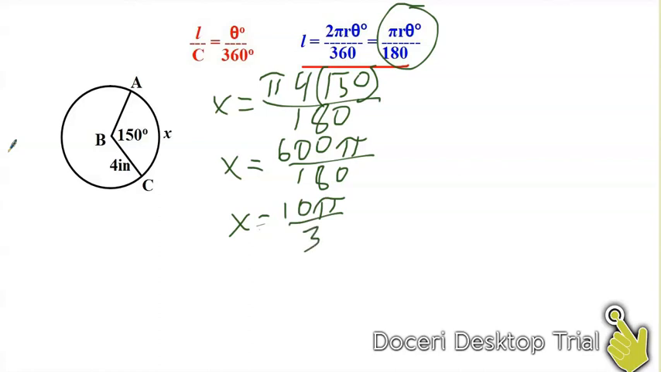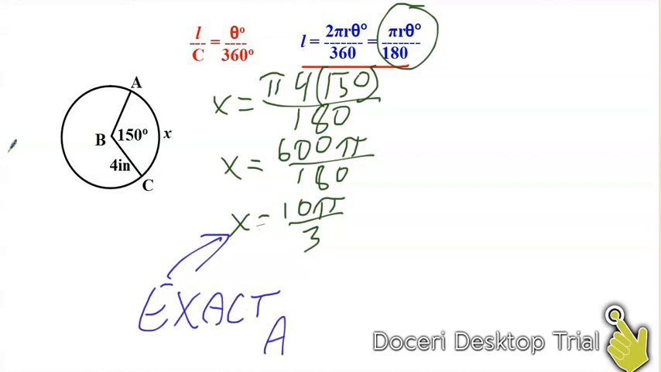Now, depending on what the problem is asking you for, this may be your answer. This is the exact answer. Right here, this is exact. It has pi in it. It is not rounded off. And I can't spell today, apparently. This is the exact answer.